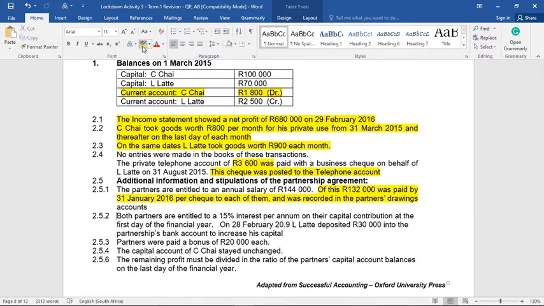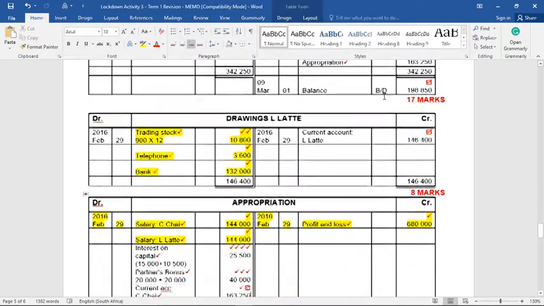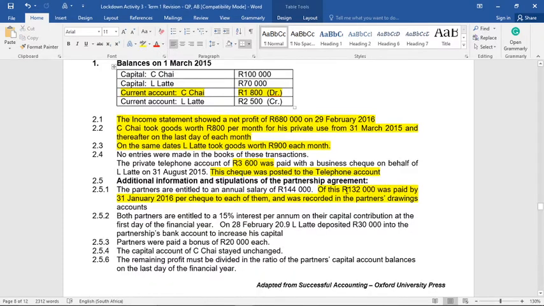But if they say that both partners are entitled to 15% on their capital contributions at the first day of the financial year, what would their balances be? What were their balances on the first day of the financial year? 100,000 for C. Chai and 70,000 Rand for Latte. So if we go to our appropriation, there is our interest on capital on the debit side of appropriation, 15,000 for the one guy, 10,500 Rand for the other guy.